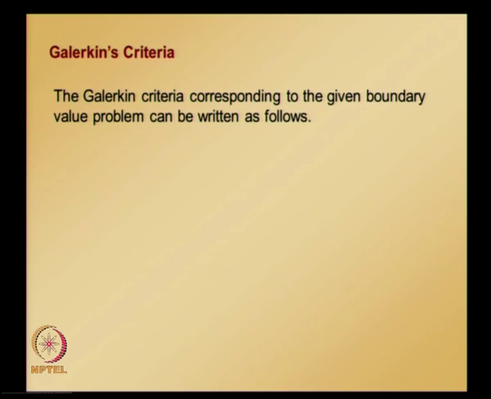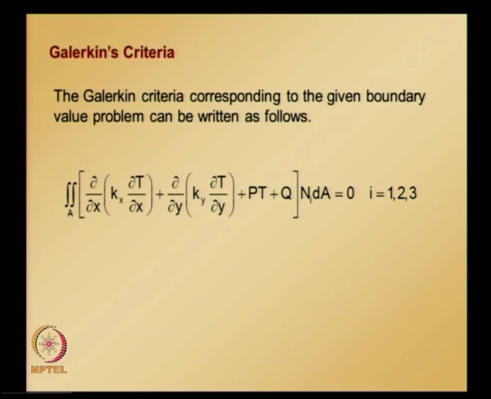And also Galerkin criteria corresponding to the given boundary value problem can now be written like this. Galerkin criteria is multiply given differential equation with a weight function, integrate over the problem domain, equate it to 0, and if we decide to use finite element method in conjunction with Galerkin criteria, weight function is same as shape function, and if it is a 3 node triangular element, there are 3 shape functions. So, I takes values 1, 2, 3, and here the first 2 terms inside the integral can further be simplified using integration by parts in 2 dimensions, that is the Green's theorem that we already looked at.